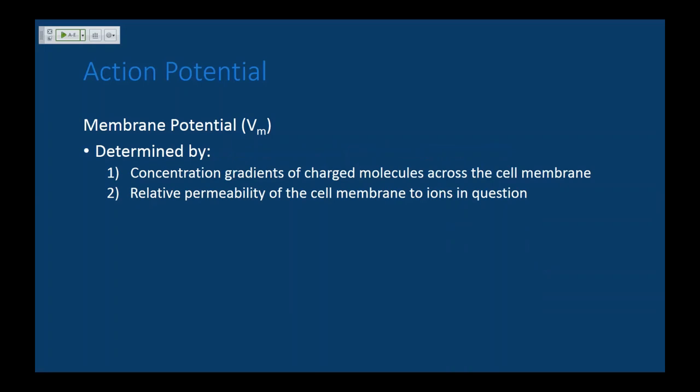The membrane potential is determined by two main factors, one of which is the concentration gradient of charged molecules across the cell membrane, and the other of which is the relative permeability of the cell membrane to those charged molecules that we're referring to.